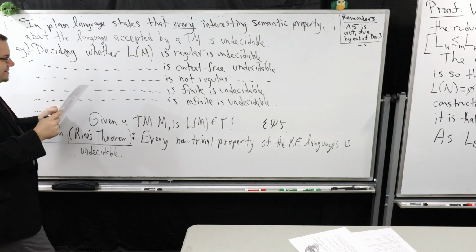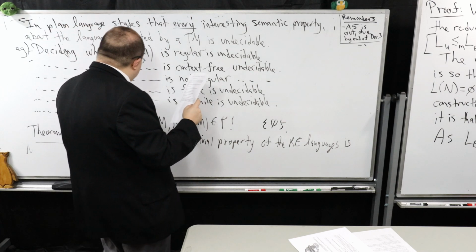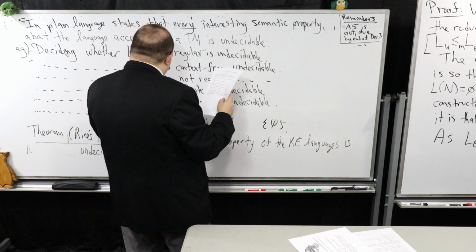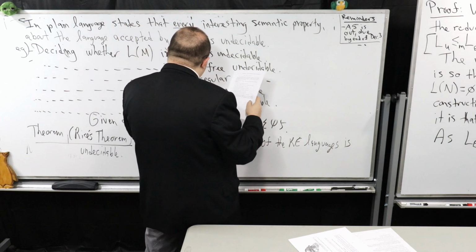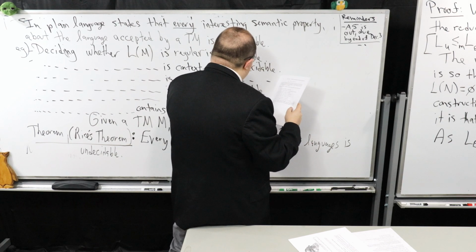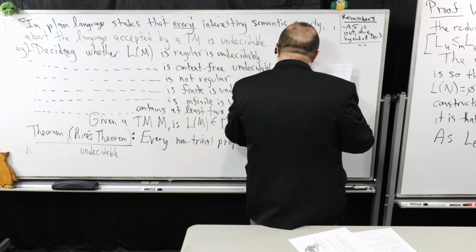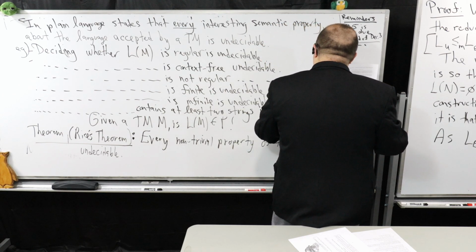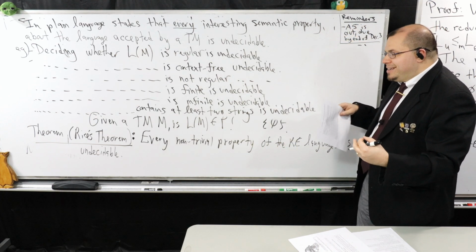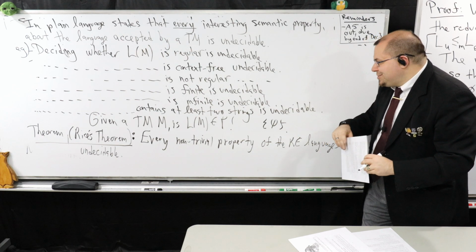In fact, you could even do something very simple like this. So deciding if L of M contains at least two strings is undecidable. So if you wanted to know, for example, you're given an arbitrary Turing machine and you want to know its language contains at least two strings, that's also undecidable. All sorts of things like this.